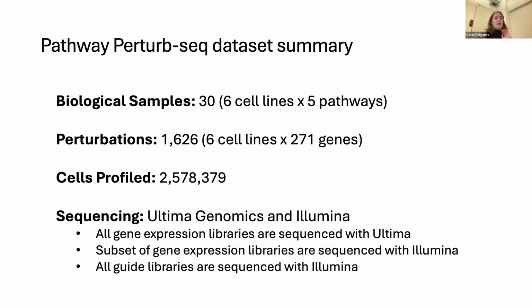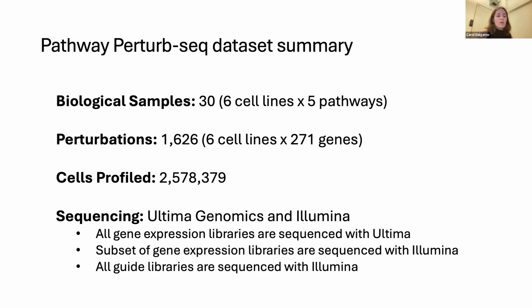In total, this data set includes 30 biological samples, which cover 1,626 perturbations, and we profiled around 2.6 million cells, and we ended up sequencing with a combination of Ultima Genomics and Illumina. And we decided to do this because a large part of the cost for these big single-cell RNA-seq experiments is generating the libraries, but another huge cost is sequencing, and Ultima is a potentially more affordable option compared to Illumina.